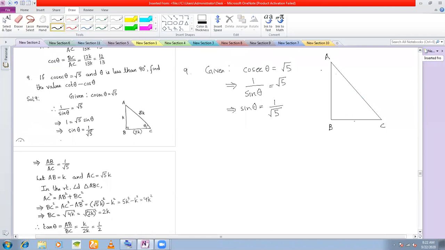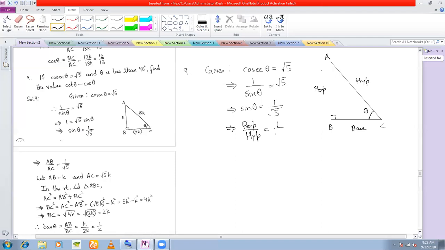We take the right angle at B and suppose we take this angle to be theta. So what is sine theta? According to this, if we have taken angle C to be theta, then this becomes our perpendicular, the opposite side to theta. This is definitely our hypotenuse and this is our base.